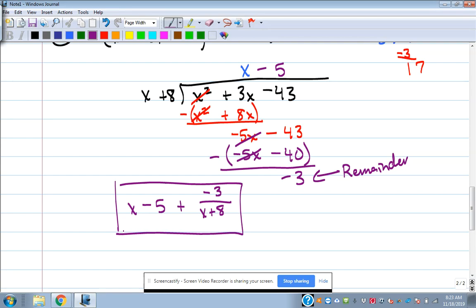The remainder over the divisor as a fraction. That's how we're going to write our solutions to this, if there is a remainder. If the remainder is 0, then you don't have anything to write there. Okay.